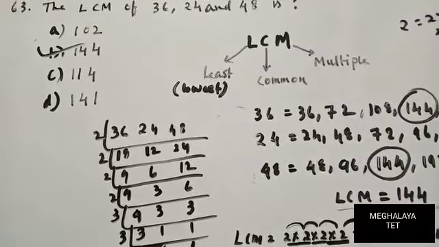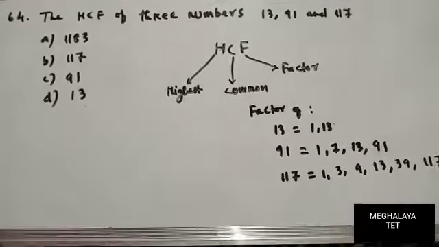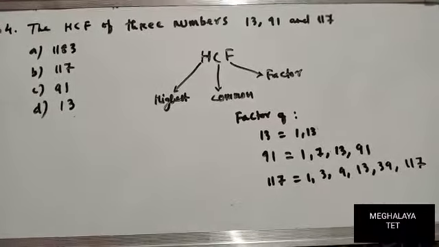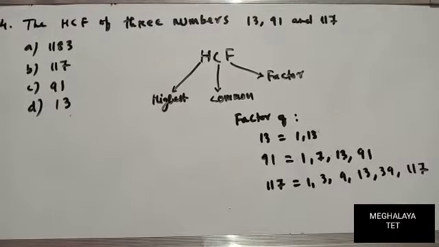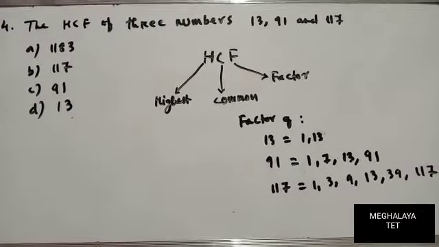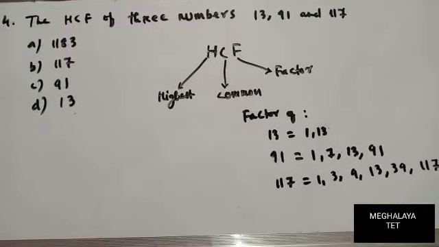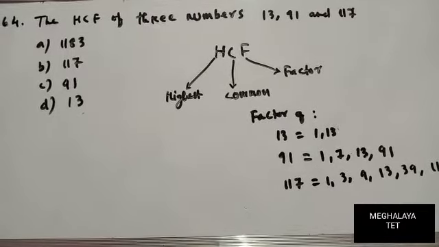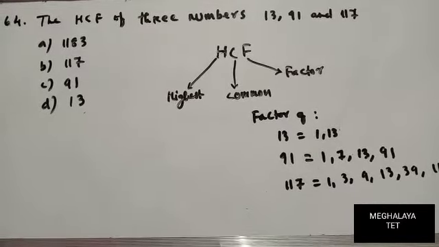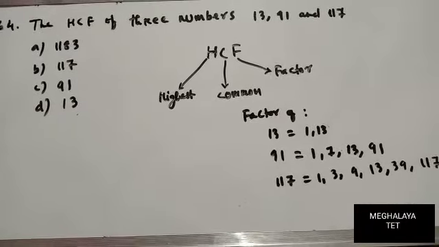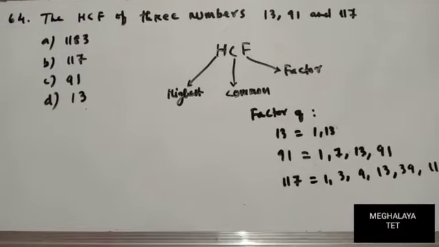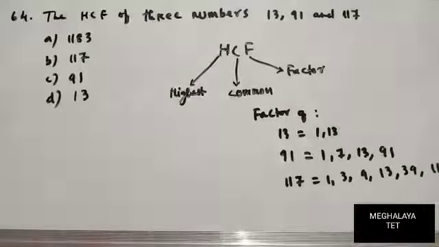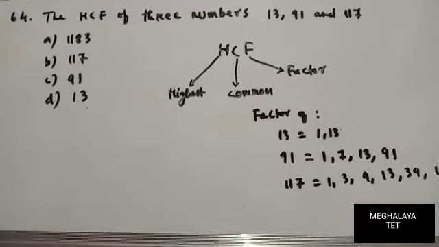Okay, so next is question number 64. In question number 64 they have given the HCF of three numbers: 13, 91 and 117. They have given four options: option A 1183, option B 117, option C 91 and option D 13. So we have to answer what is the HCF of 13, 91 and 117.